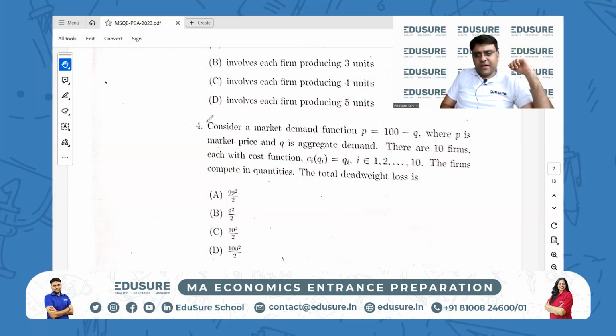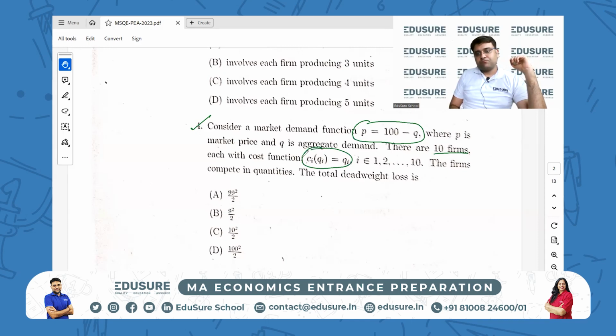ISI 2023 PA question number 4. Again, the market demand function is the same that we had in question number 3: P = 100 minus Q, where P is the market price and Q is the aggregate demand. There are 10 firms now. Cost function. The firms compete in quantities. What is the total deadweight loss?